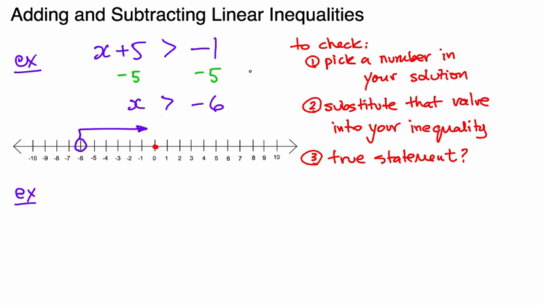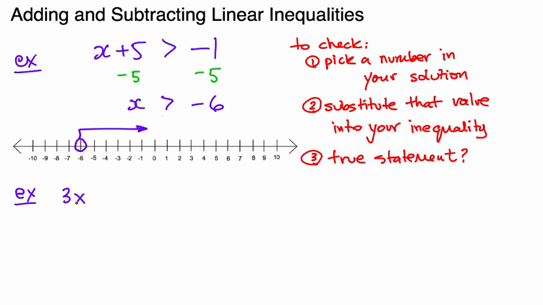So I substitute in 0 in this case. 0 plus 5, is that greater than negative 1? That means is 5 greater than negative 1? 5 is greater than negative 1, so that is true. So 0 is a solution. I could continue to substitute more points in, but it's very nice just to do at least one point as a check to see if you are hopefully in the right direction and showing off the graph in the right way. Okay, let's take a look at a second example.